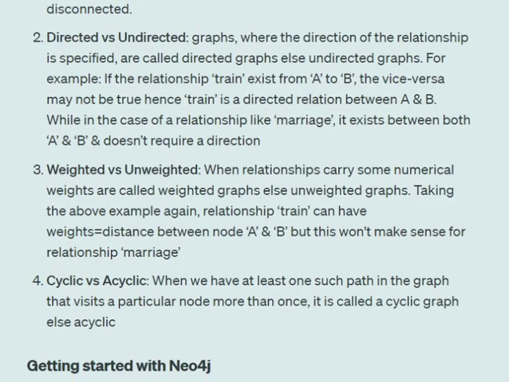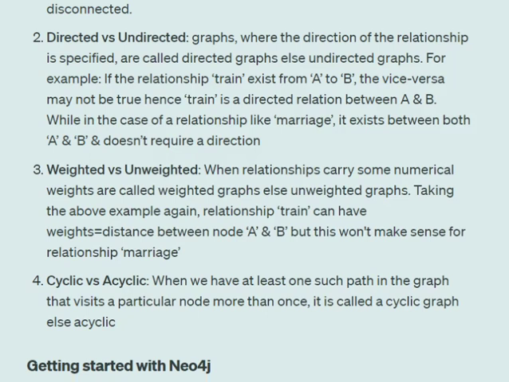Weighted versus unweighted graphs: where a relationship carries some numerical weights, they are called weighted graphs. For example, as I talked about Google Maps in my previous video, if we have landmarks A and B, and then we have a road, a weighted graph can have the distance or the length of the road. That would be called a weighted graph when we are considering the weights as well. Unweighted graphs basically don't have any value between them. For example, a relationship like marriage between a male and a female won't have any weight.